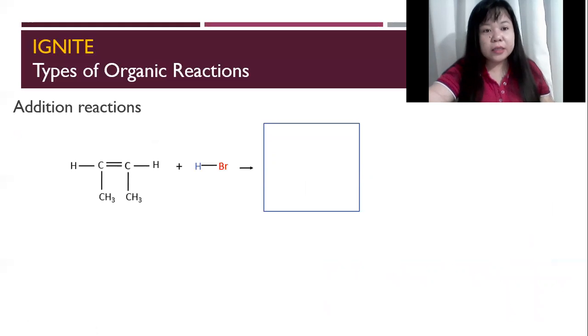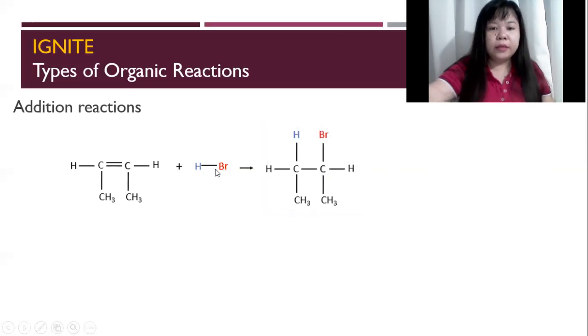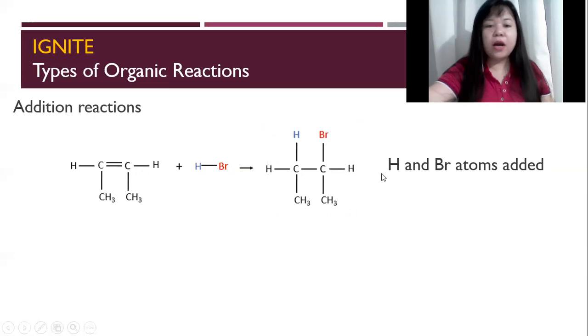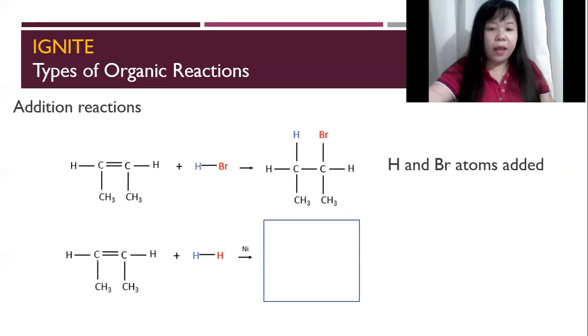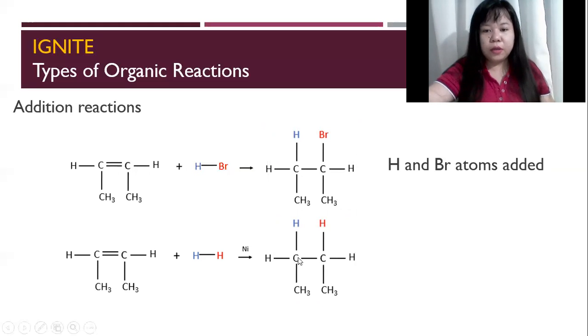So again, here are some examples of addition reactions. So here we have an alkene, and then we're going to add HBr. So there, H and Br atoms are added to the structure. And then for the other example, we have H2 being added to the double bond. So instead, we have a saturated hydrocarbon with two hydrogens attaching themselves to the previously double bond.